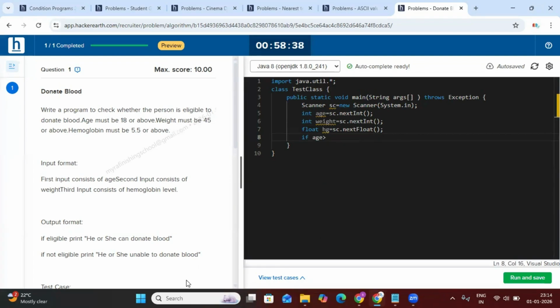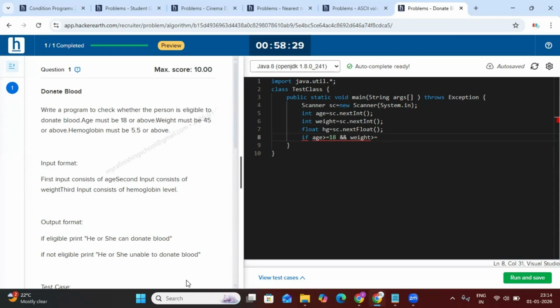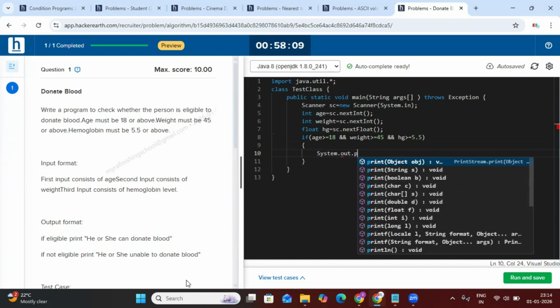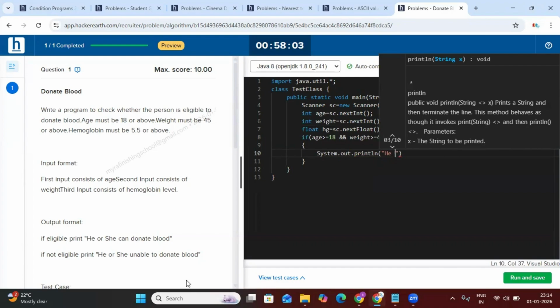If age greater than or equals to 18 and weight greater than or equals to 45, okay, then close the parentheses and hemoglobin greater than or equals to 5.5. Then it is eligible. System.out.println, and type the message: He or she can donate blood.